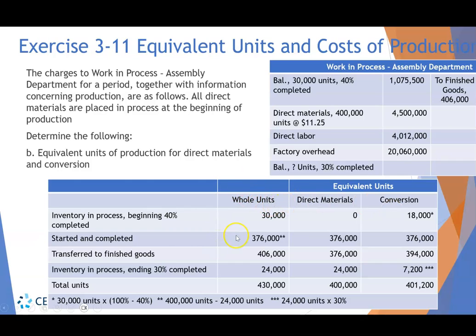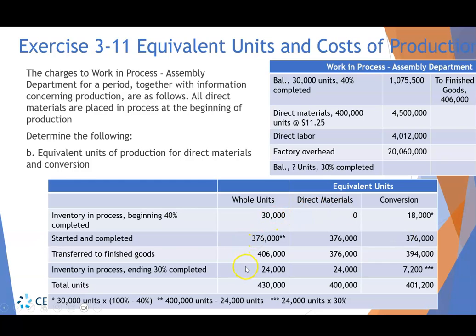Started and completed during the period would be 376,000 units, because we know we transferred out 406,000. So 376,000 units had to be added, and all of those were complete in terms of materials and conversion.